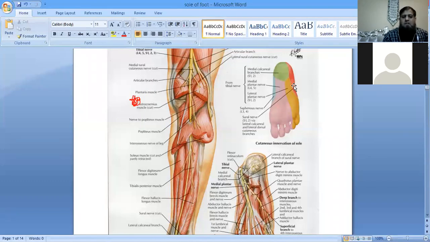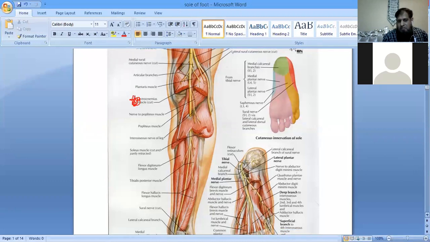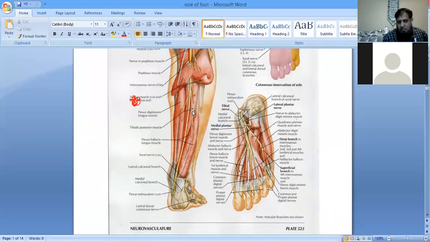Okay, as far as the medial calcaneal branches are concerned, these are the branches of the tibial nerve, right? As you know, the tibial nerve leaves the posterior aspect of the leg by passing behind the medial malleolus and the flexor retinaculum. So before entering into the sole of the foot, it gives these branches. These are called the medial calcaneal branches.